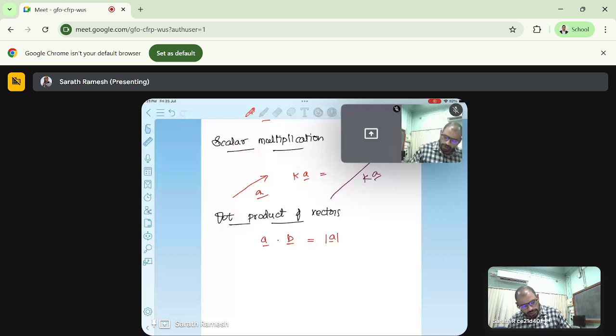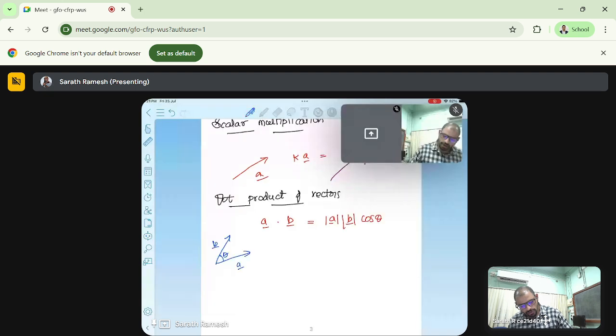Physically it means, suppose I am projecting B onto A. From here I am shooting a flashlight, and B is projected onto A. So on A you will have B times cos theta. So A dot B will be mod A mod B cos theta. Similarly, we have a cross product of two vectors.